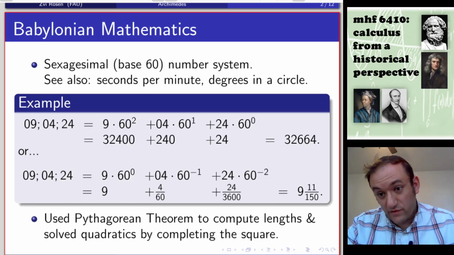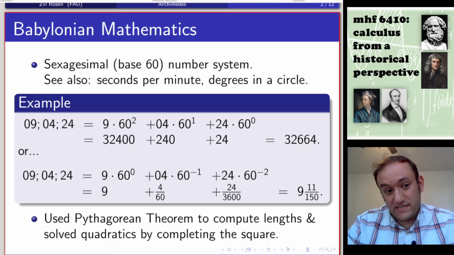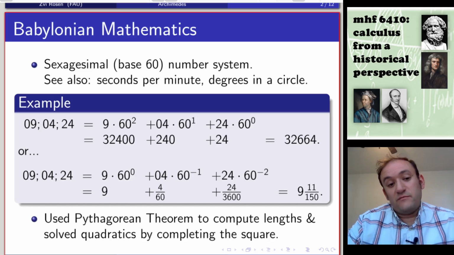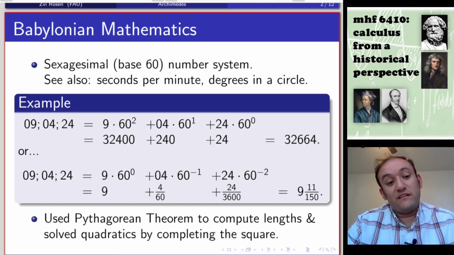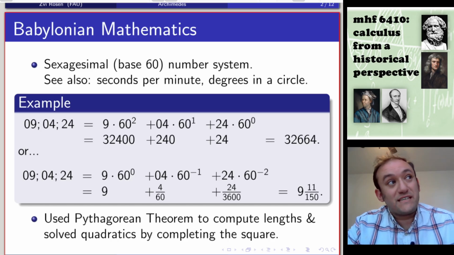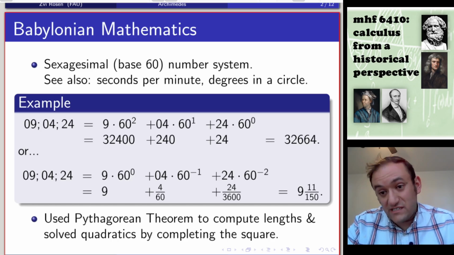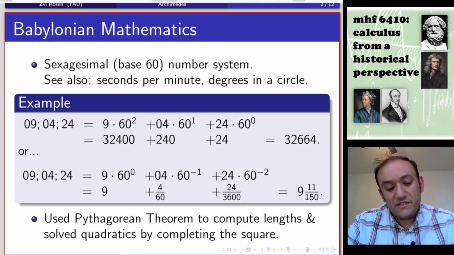So one issue with the way that Babylonians wrote down numbers is that they didn't have a way to specify where the decimal point was. So maybe they meant 32,664, or maybe 9 was meant to be associated with 60 to the 0, and then 4 and 24 were supposed to be fractions. So we would say 9 times 60 to the 0 plus 4 times 60 to the minus 1 plus 24 times 60 to the minus 2 would add up to 9 and 11/150ths. Okay, so this ambiguity is something that later societies would solve by having a decimal point or some other radix.